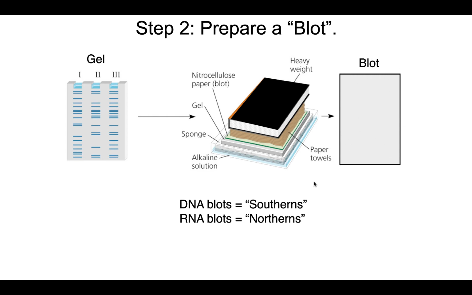Blots that are made with DNA are called southerns. Blots that are made with RNA are called northerns. And I forgot to add this, and we'll see it in a few slides: blots that are made with proteins are called westerns. All right, the first person who invented these, his last name was Southern, and then Northern and Western were just sort of jokes after that.